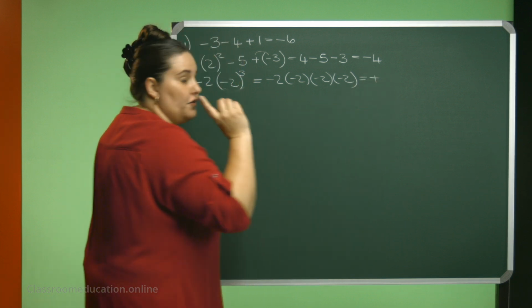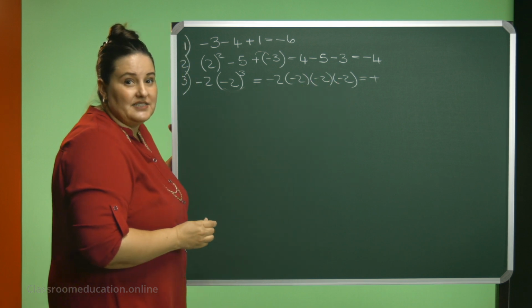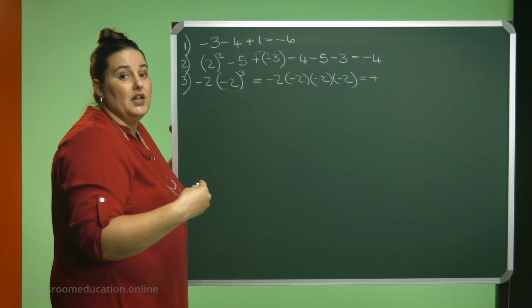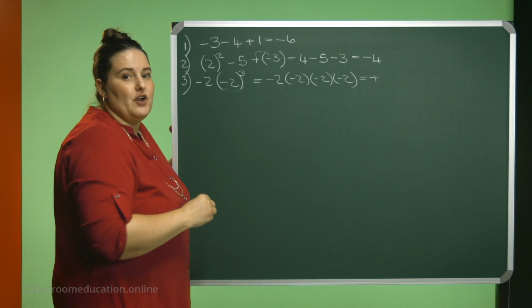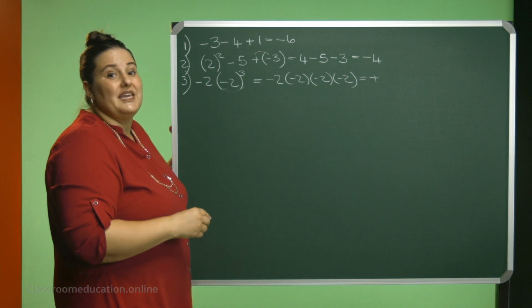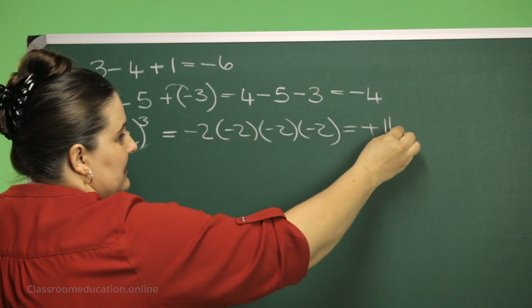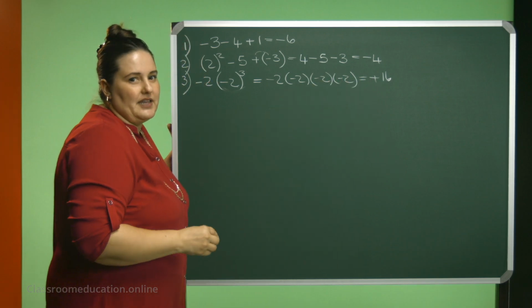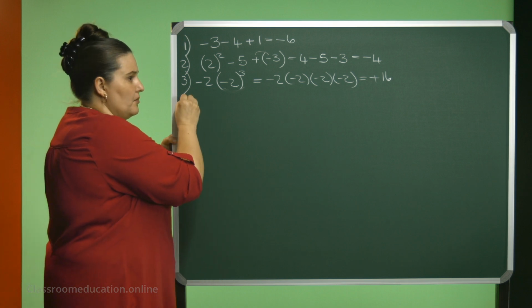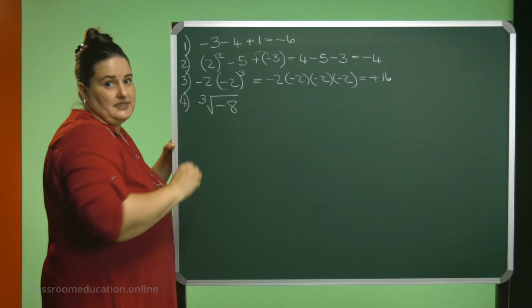Or hopefully you realize that if you have an even number of negative signs, your answer will be positive. If you have an uneven number of negative signs, your answer will be negative. 2 times 2 times 2 times 2 is 16. Again, you don't have to write that plus. Number 4. The cube root of -8.